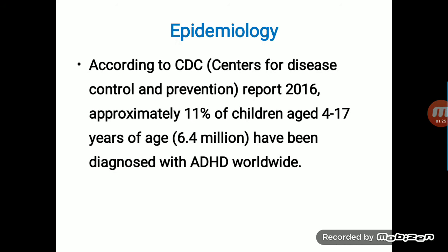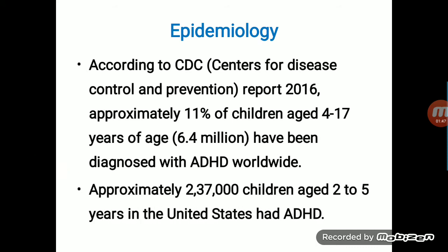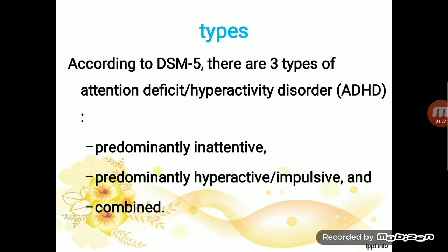Now coming to epidemiology, according to the CDC, that is the Centers for Disease Control and Prevention, they gave a report in 2016 that approximately 11% of children in the age group of 4 to 17 years have been diagnosed with ADHD worldwide. As per the report, they found that 6.4 million children were suffering from ADHD across the globe, and approximately 237,000 children in the age group of 2 to 5 years have been diagnosed with ADHD in the United States.